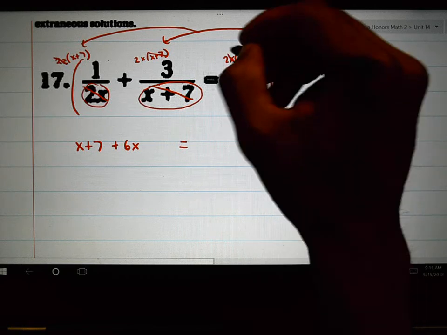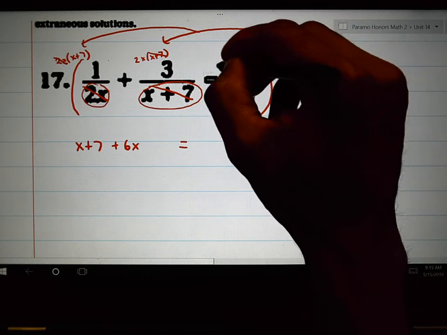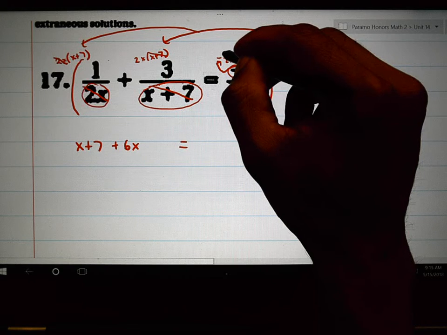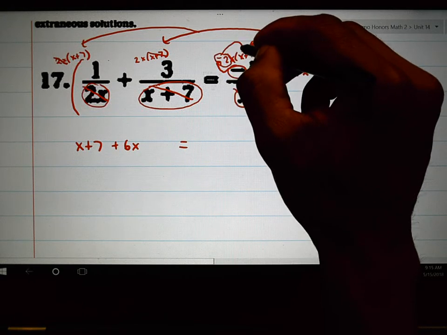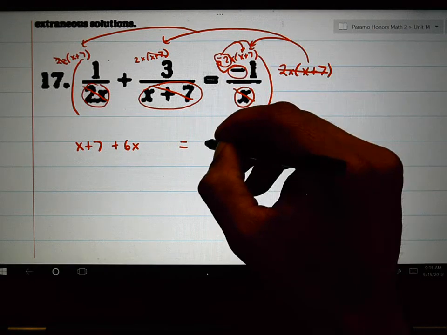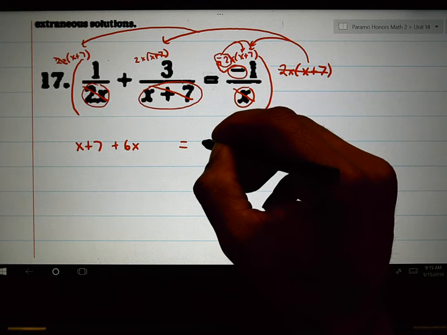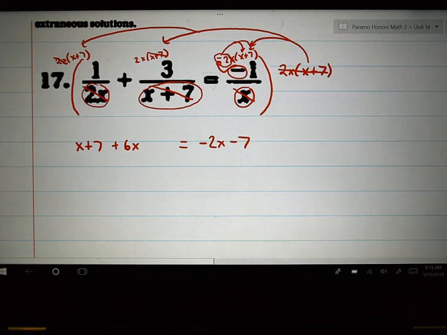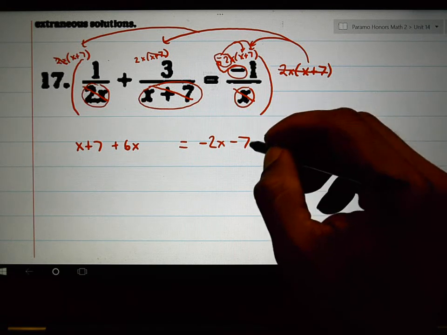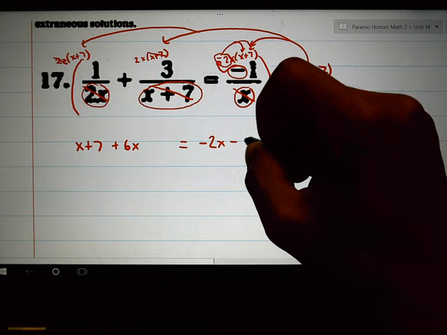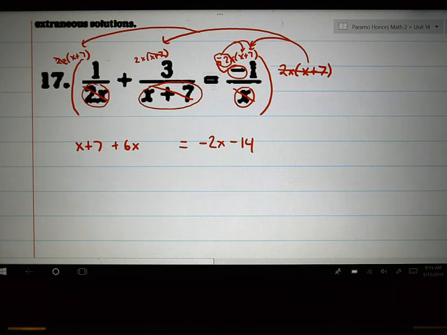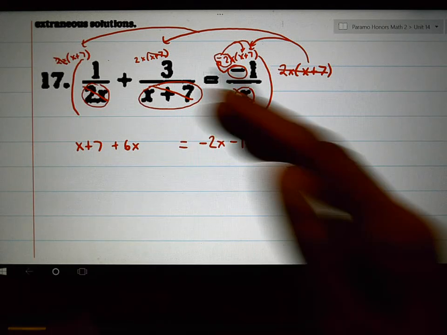So I'm going to put it like this. I'm going to put this negative right here. And I'm going to take this negative 2 and multiply it in and get negative 2x minus 7 right here. Minus 14. Thank you very much. Minus 14. Once you get there, you don't have any fractions to deal with.